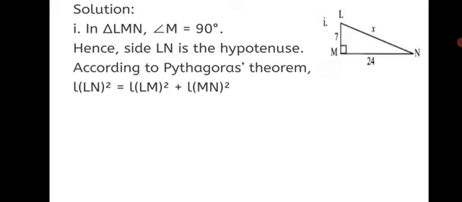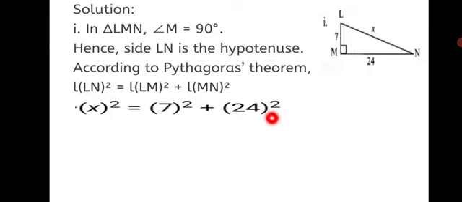Hypotenuse square. What is the hypotenuse here? Hypotenuse is LN. So you will write LN square is equal to LM square plus MN square. Length of LM square plus length of MN square. The other two sides are added up with their squares. Now we will substitute the values. LN. What is LN in the figure? You can see LN stands for x, the hypotenuse. So we write x square is equal to LM is 7, so we write 7 square, plus MN is 24, so we write 24 square.